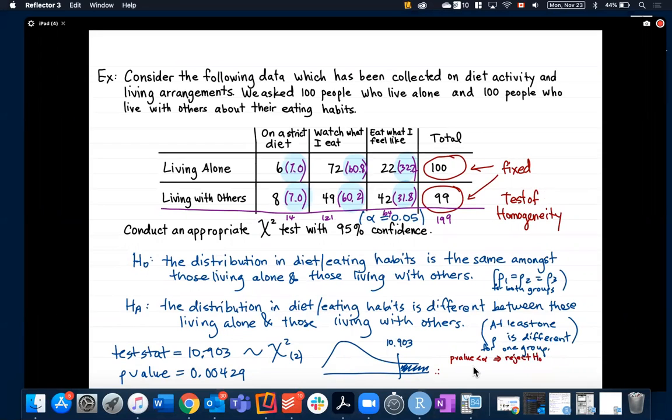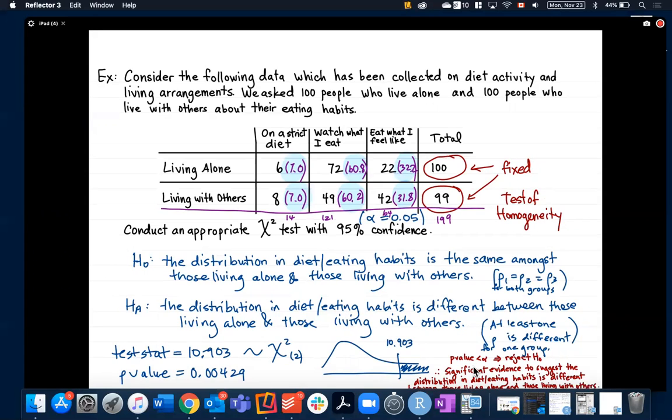We have significant evidence to suggest the distribution in diet eating habits is different between those living alone and those living with others.